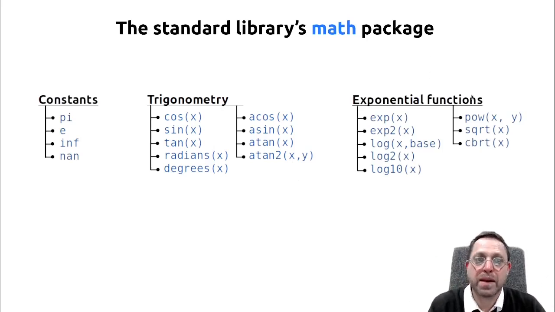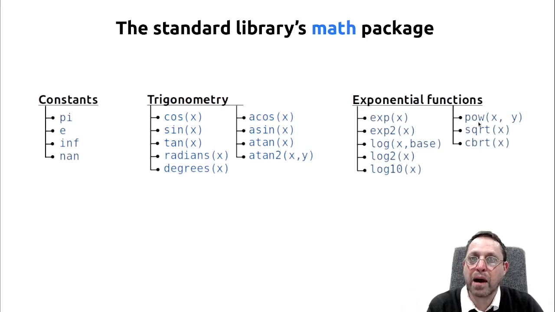And then we have exponential functions. exp is e to the x. exp2 is 2 to the x. Log is the logarithm, and you take the logarithm of x, and you can supply a base for that logarithm. And if you don't supply the base, it's optional, it will just return the natural logarithm, so the base log base e. Then we have log base 2 of x, log base 10 of x.